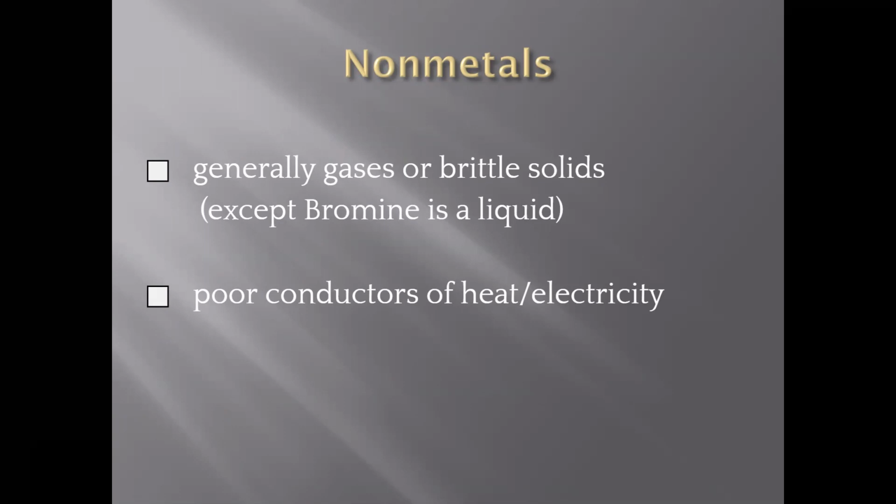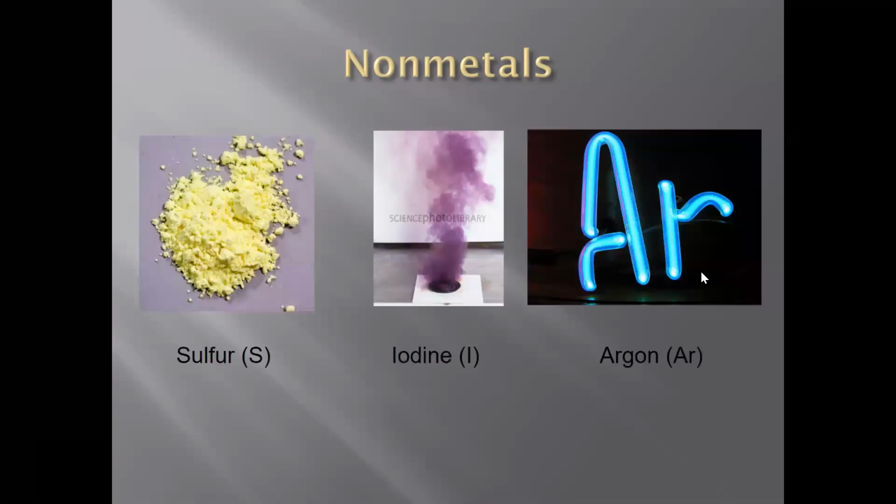Nonmetals are effectively the opposite of metals in a lot of different ways. They are poor conductors of heat and electricity. So that's why when you're handling electricity or electrical wiring, you want to wear rubber gloves, you want to ground yourself, and things like that. But they are also generally dull and not shiny. So that's another way that they are essentially the opposite of metals in their properties.